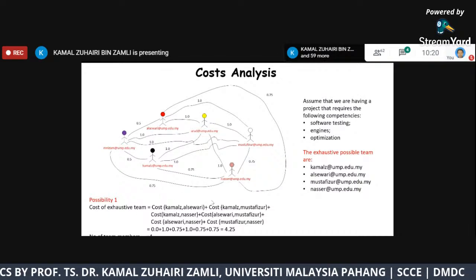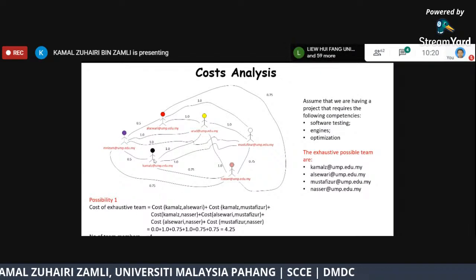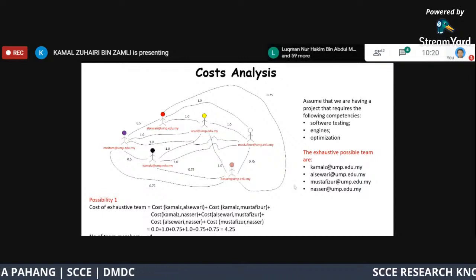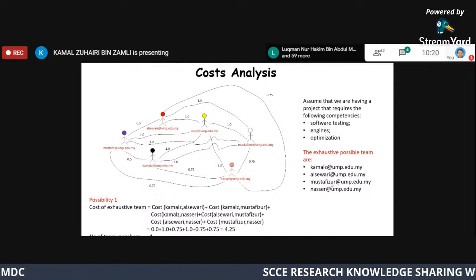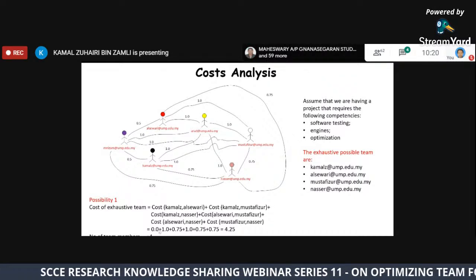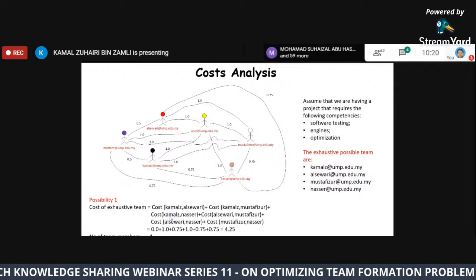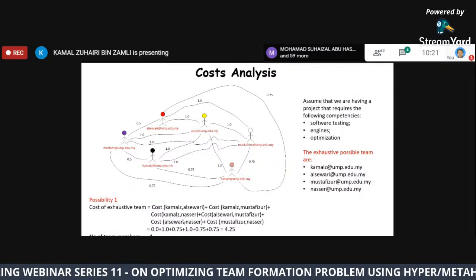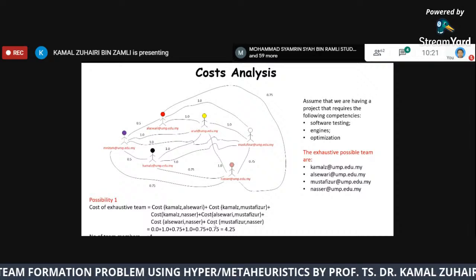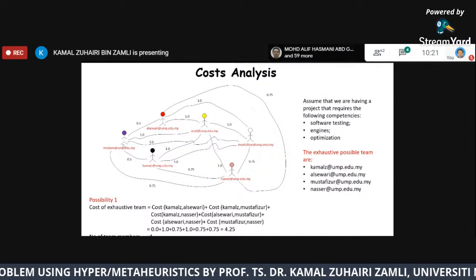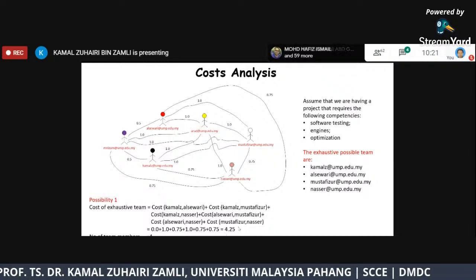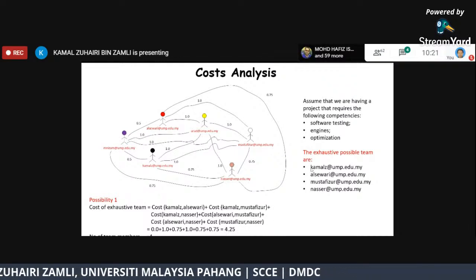Kamal to Aswari, which is 0. There's no link, which is 0. And you have the cost of Kamal to Mustafizo, which is actually 1. Then the cost of Kamal to Nasir, which is 0.75, Aswari Mustafizo, Aswari Nasir, and the cost of Mustafizo to Nasir. If you look at each individual cost and add it up, you have the cost of 4.25 if you have this exhaustive team.